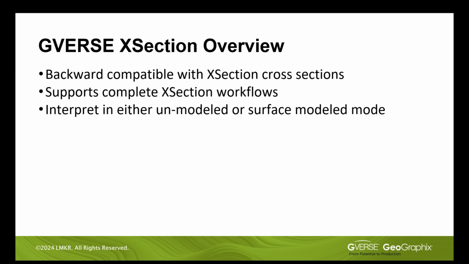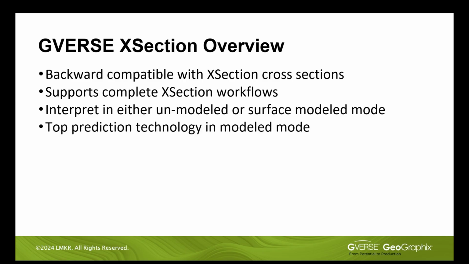You can interpret cross-sections in either unmodeled or modeled mode. This means that you can do your cross-section interpretation just like you do in XSection for picking tops or intervals, or you can activate the topology engine and create on-the-fly surfaces as you interpret. In model mode, the surfaces can project over wells that have no picks. We call these projected surfaces predicted tops. These predicted tops can aid in placing hard pick points within complicated stratigraphy.